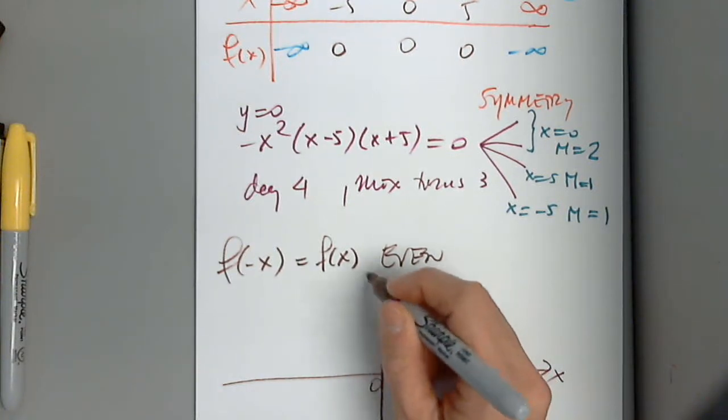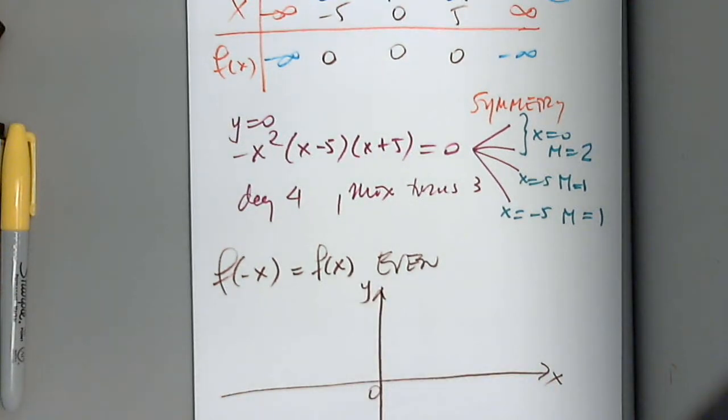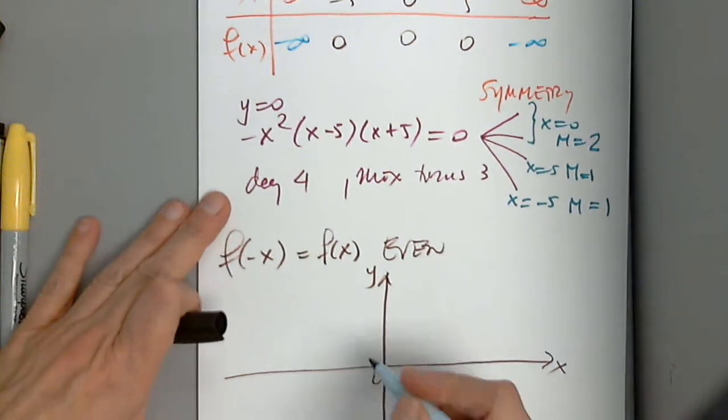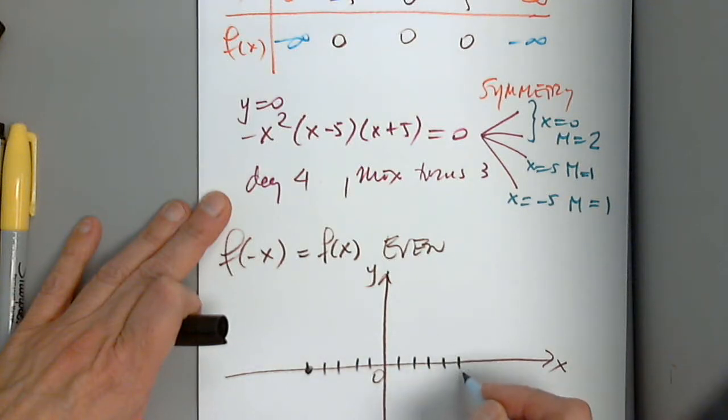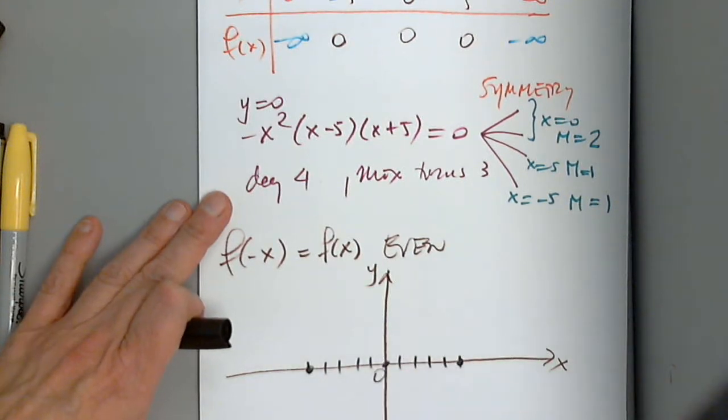Does this function have asymptotes? Why? Because it's not a rational function, right? It's a polynomial function. It's defined everywhere. Perfect. Good. So I plot -5, 0, I plot 5, 0, and 0, 0.